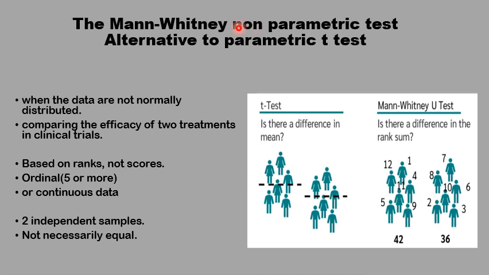So the Mann Whitney non-parametric test is based on ranks, not actual scores. You need to have at least 5 patients in each group. The data would be preferably continuous, but ordinal data can also be used. The samples are independent, the two groups are independent, different groups, and not necessarily equal in size. You could have 9 patients, for example, here and 12 patients on the other side.